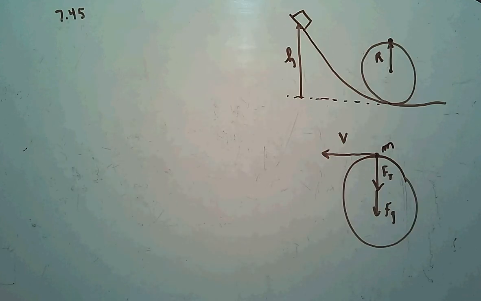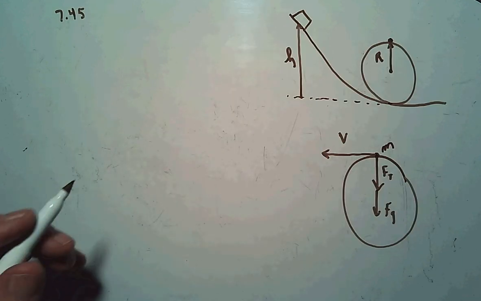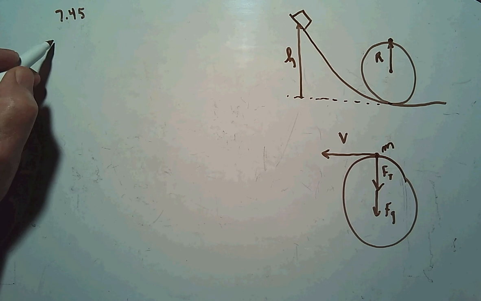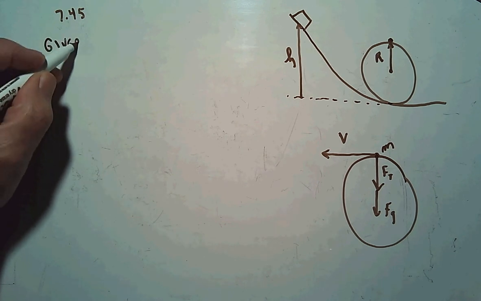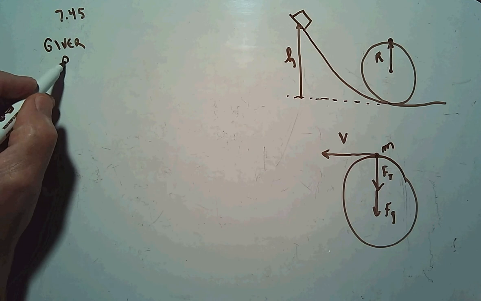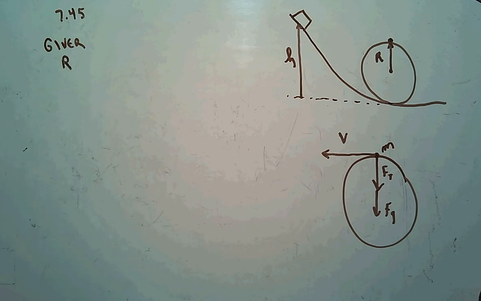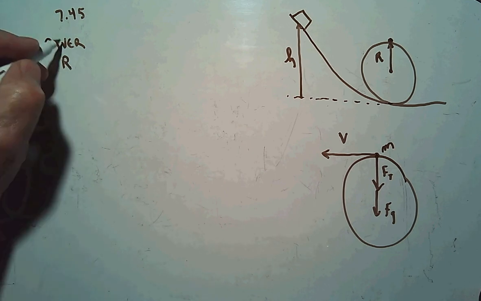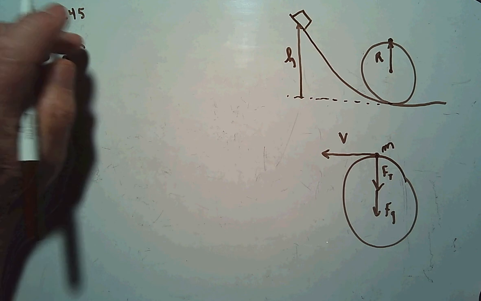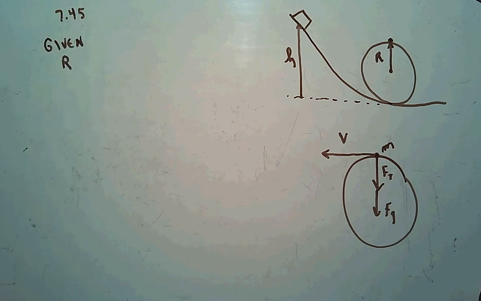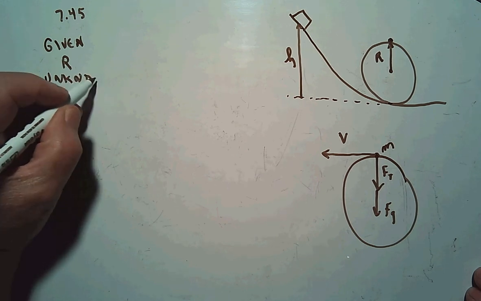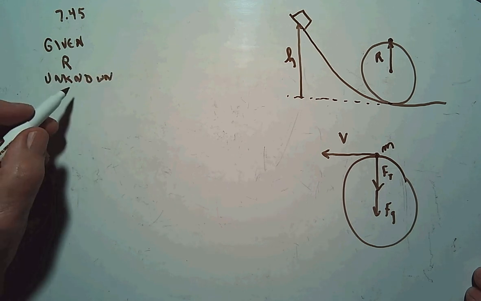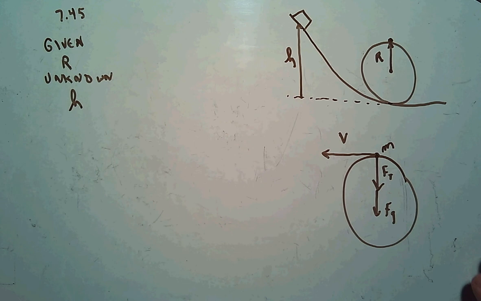All right, so let's go ahead and look at what's given here. We'll look at that first. It's the radius of the loop, the radius of the loop, okay? What we're looking for is the height, such that it'll make it around that loop.